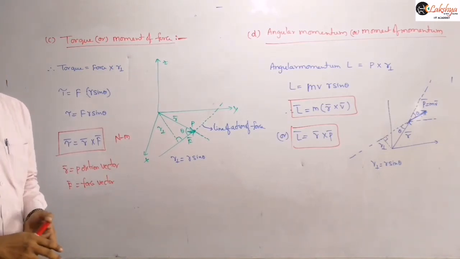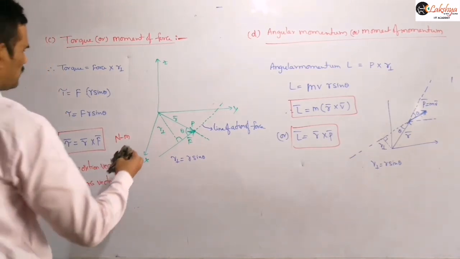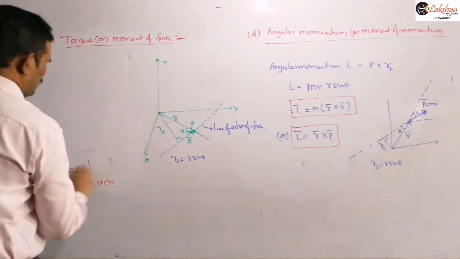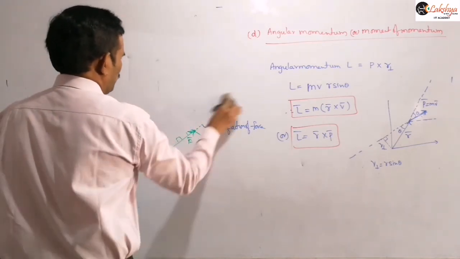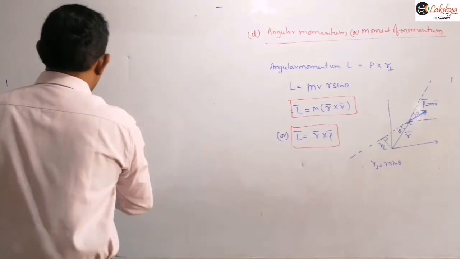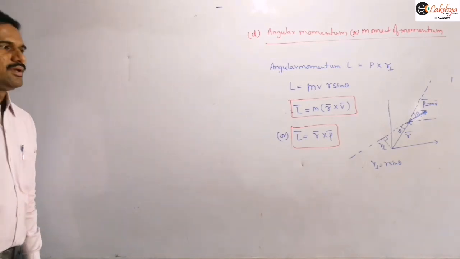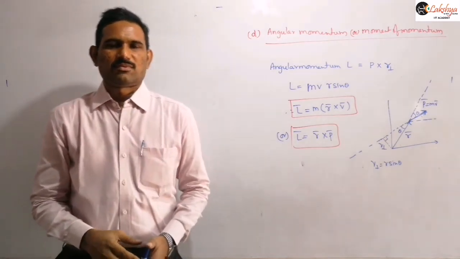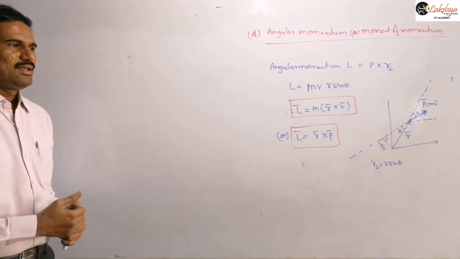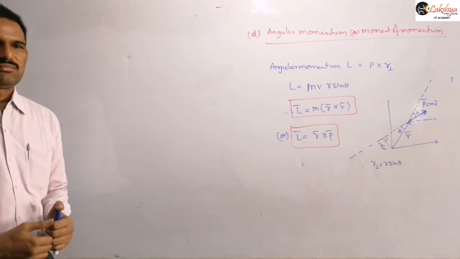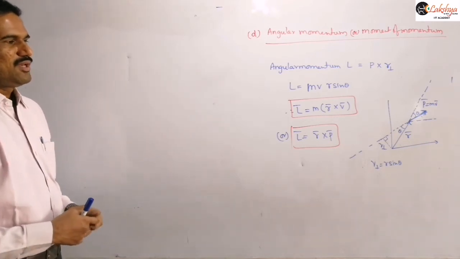The angular momentum of a particle is defined as the product of linear momentum and the perpendicular distance of the direction of linear momentum only. That is, the perpendicular distance of the direction of momentum from the axis of rotation.